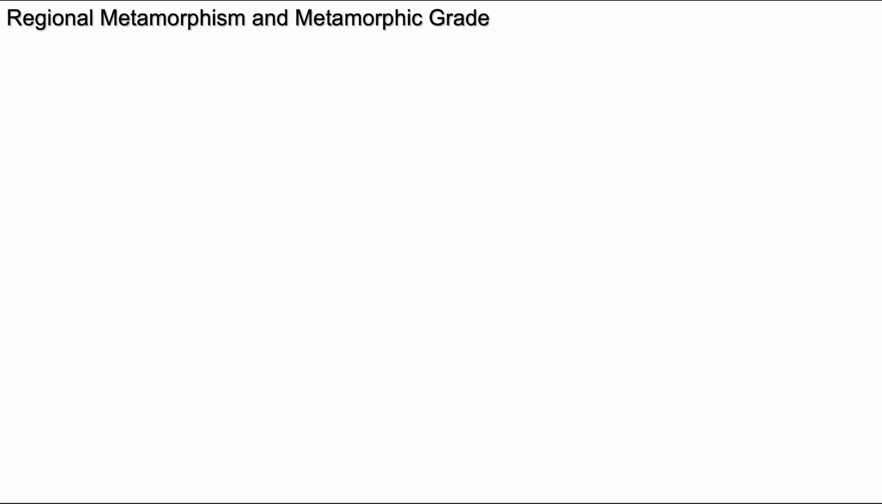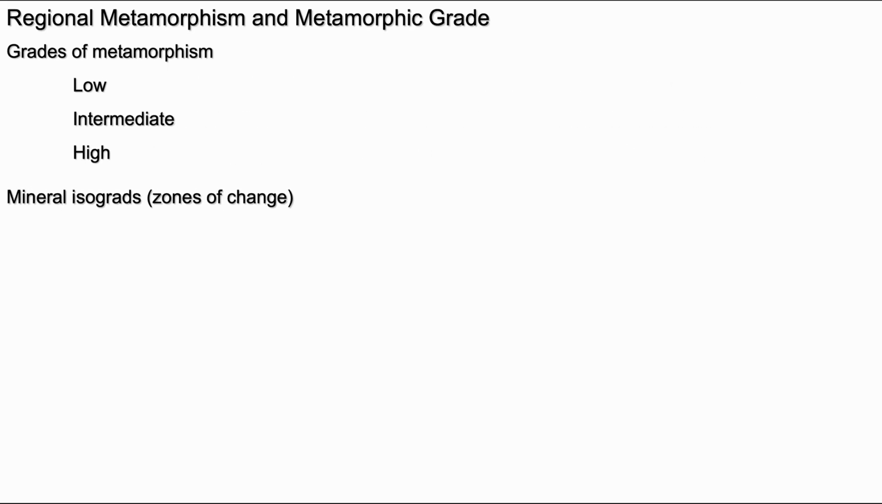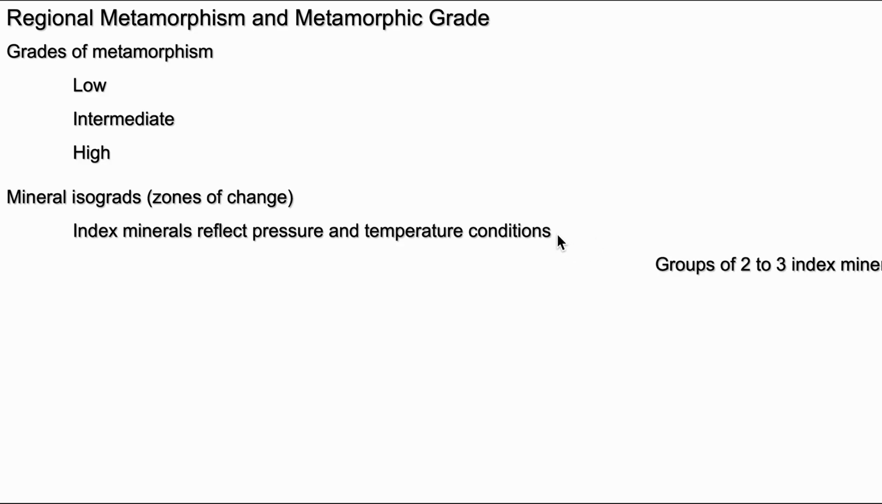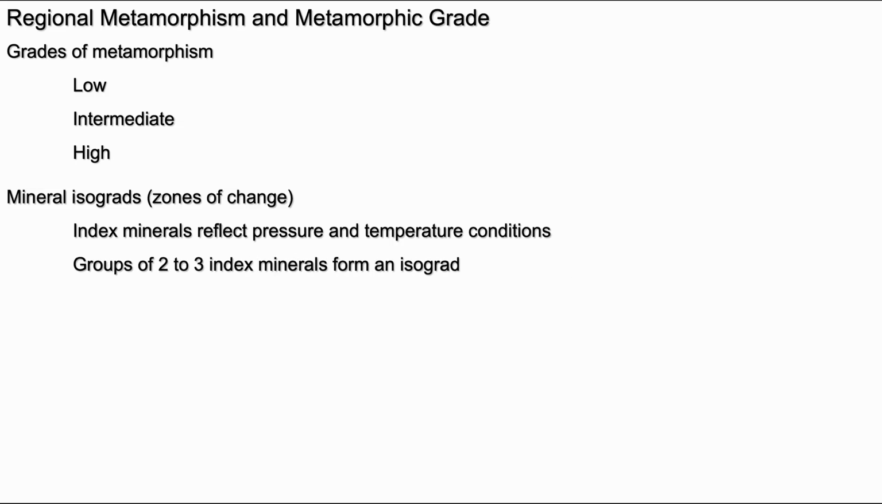Now we can look at regional metamorphism and metamorphic grade as being intertwined, closely related. The grades of metamorphism include low, intermediate, and high, and these generate mineral isograds, zones of change. Really, it means zones of similarity. Index minerals are going to reflect pressure and temperature conditions. These are the geobarometers and geothermometers that we discussed previously. Usually groups of 2 to 3 index minerals are used to form an isograd.